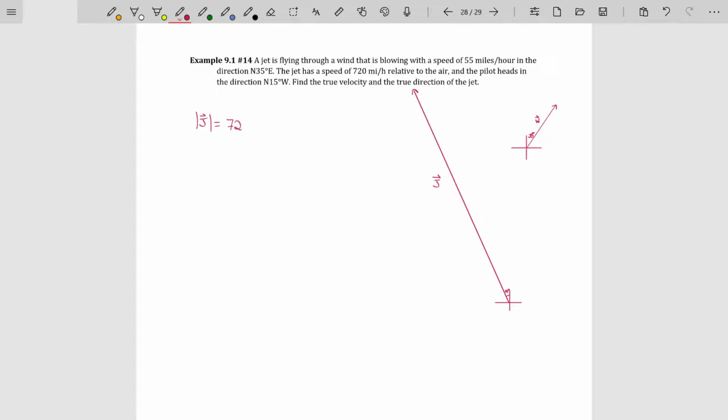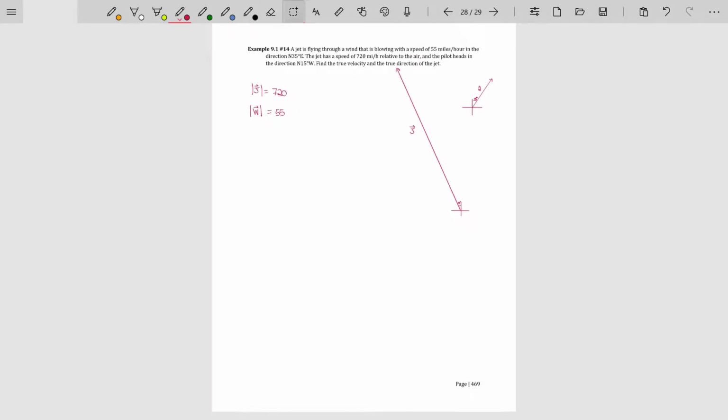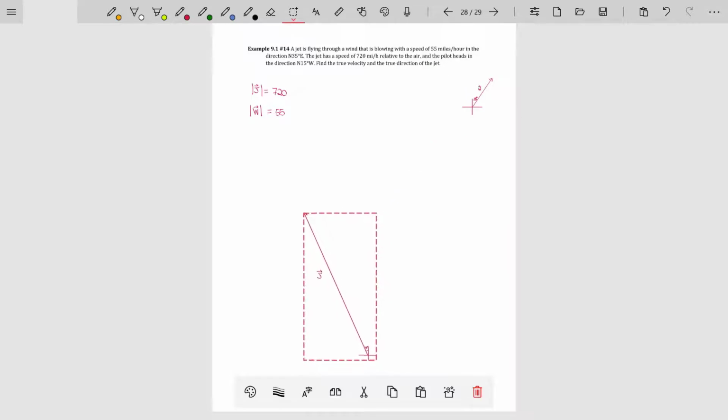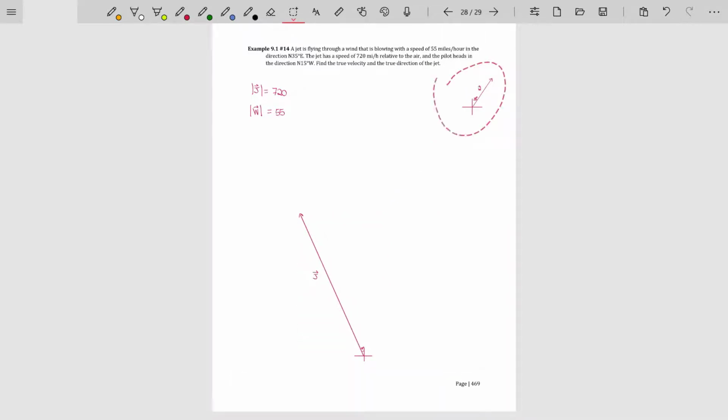So obviously this is not drawn to scale. And the length of the wind vector is going to be 55. Again, totally not drawn to scale. And as you recall from our earlier videos on applications involving heading and bearing, you want to connect these up just like this. This is very similar to those problems when somebody goes hiking and they go so many degrees this way and that way, right?